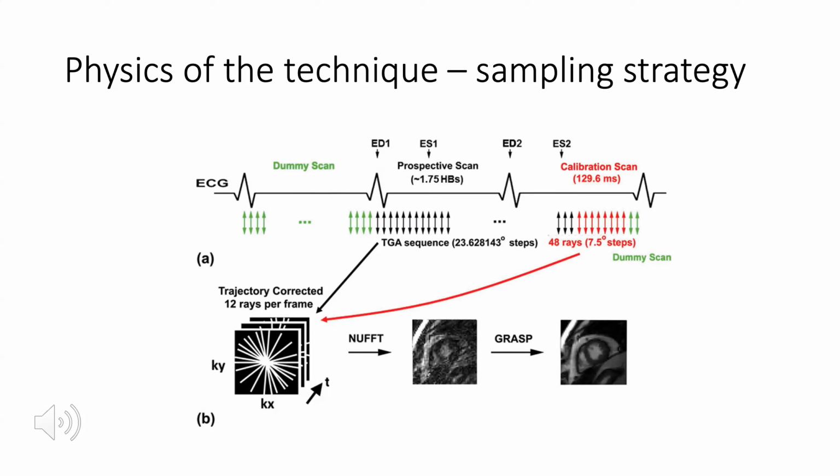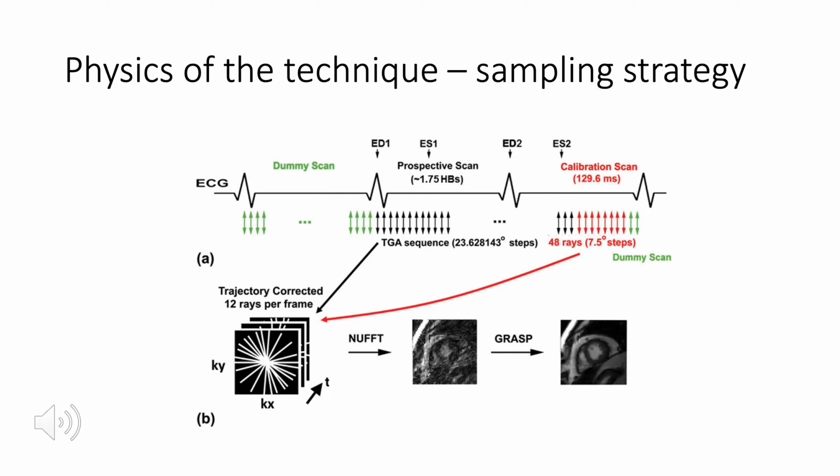Now I'd like to talk about the sampling strategy of this new technique. In the original paper, they call this section pulse sequence, but I think sampling strategy is a better description based on the information they provided. From the figure, we can see that each 2D slice frame takes a total of 3 heartbeats. In the first heartbeat, they perform a dummy scan, which they use to achieve magnetization steady state. And then for the next 1.75 heartbeats, they perform a prospective scan, which is the actual data collection.